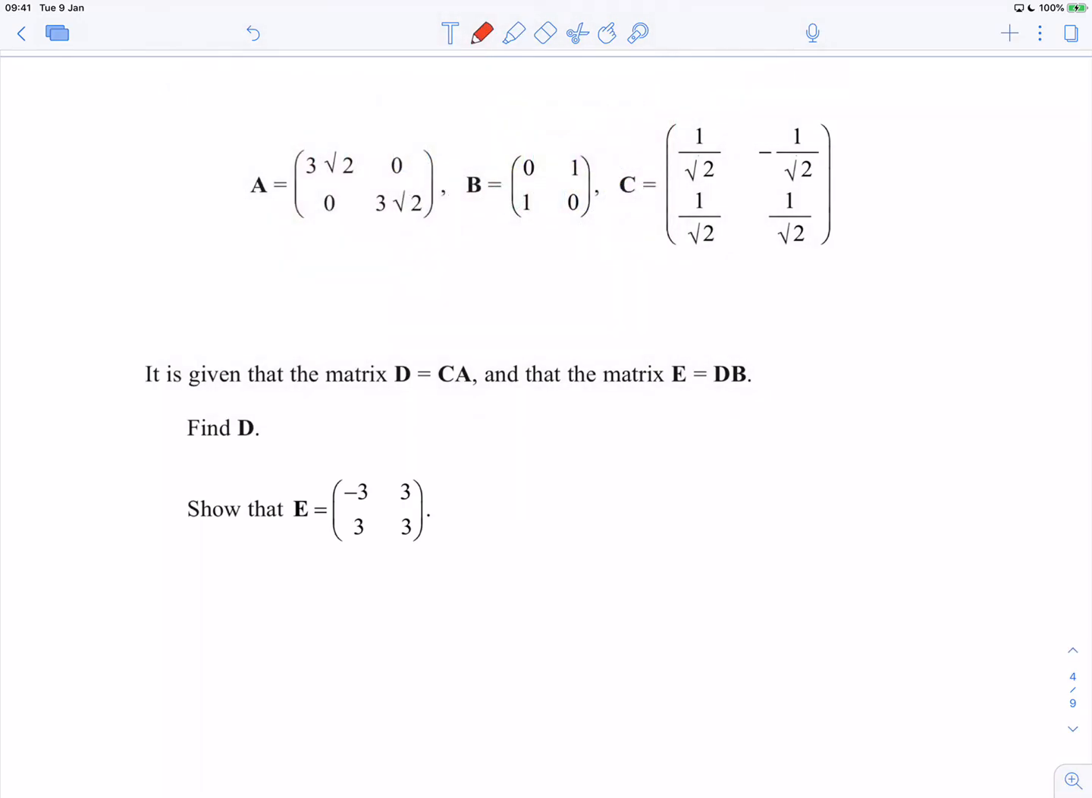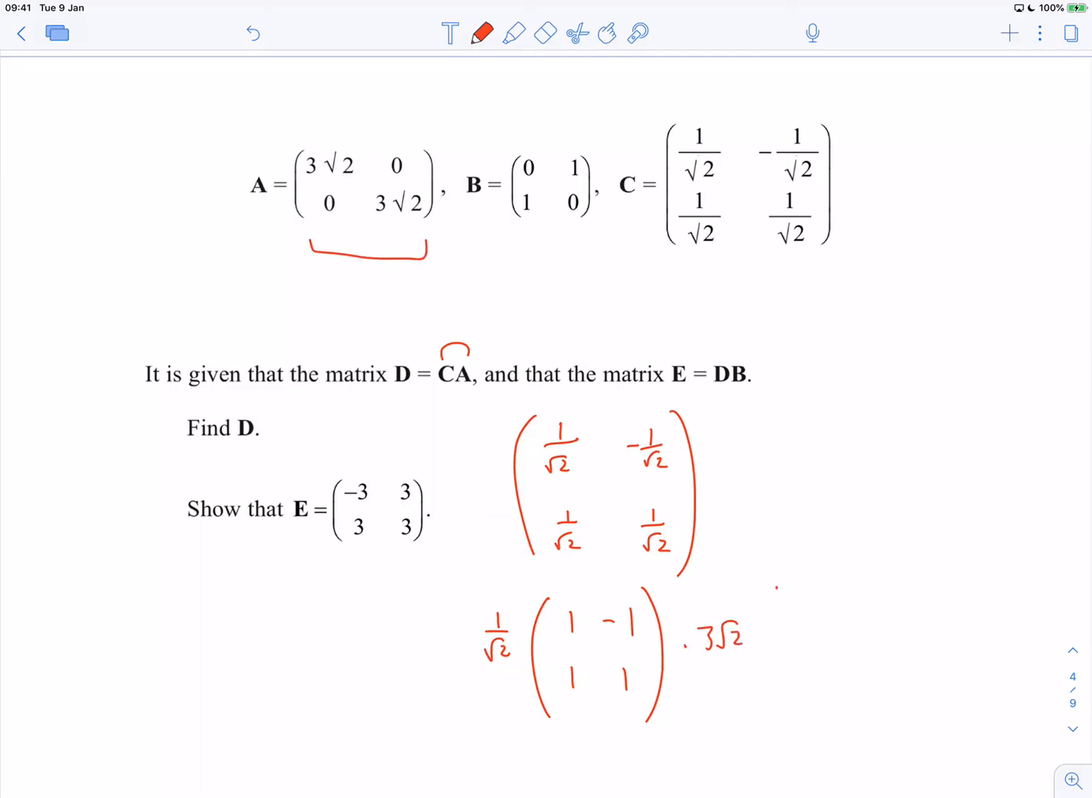D is telling me to do C first and then A. So C is 1 over root 2, minus 1 over root 2, 1 over root 2, and 1 over root 2. To speed things up, I'm just going to take a factor of 1 over root 2 out and have this as 1, minus 1, 1, 1. And then if I times it by A, then again, I can take the 3, I look at this, and this is just 3 root 2 lots of 1, 0, 0, 1.